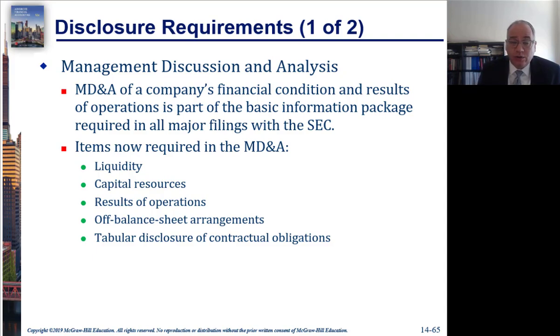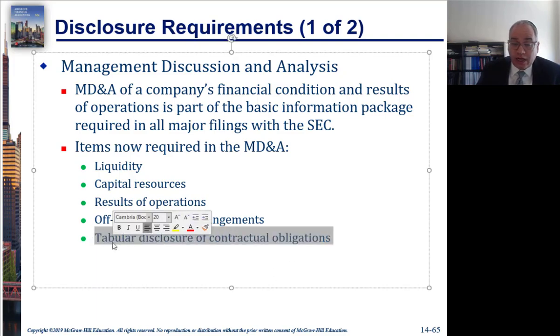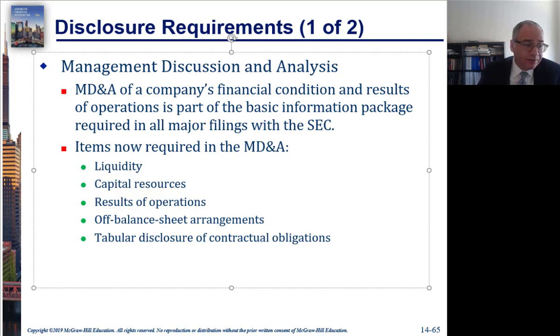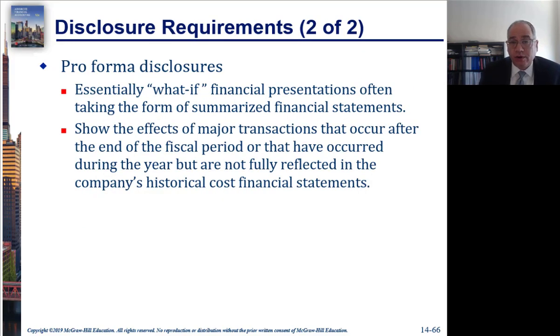Items required are liquidity, capital resources, results of operations, off-balance sheet arrangements, including a tabular disclosure of contractual obligations. I'll show you that in a minute. And there's also what's called pro forma disclosures. This is not necessarily in a 10K. Sometimes it's just in a press release, but lately these things have been getting into the 10K also. And this would be what-if presentations, saying what if happened.